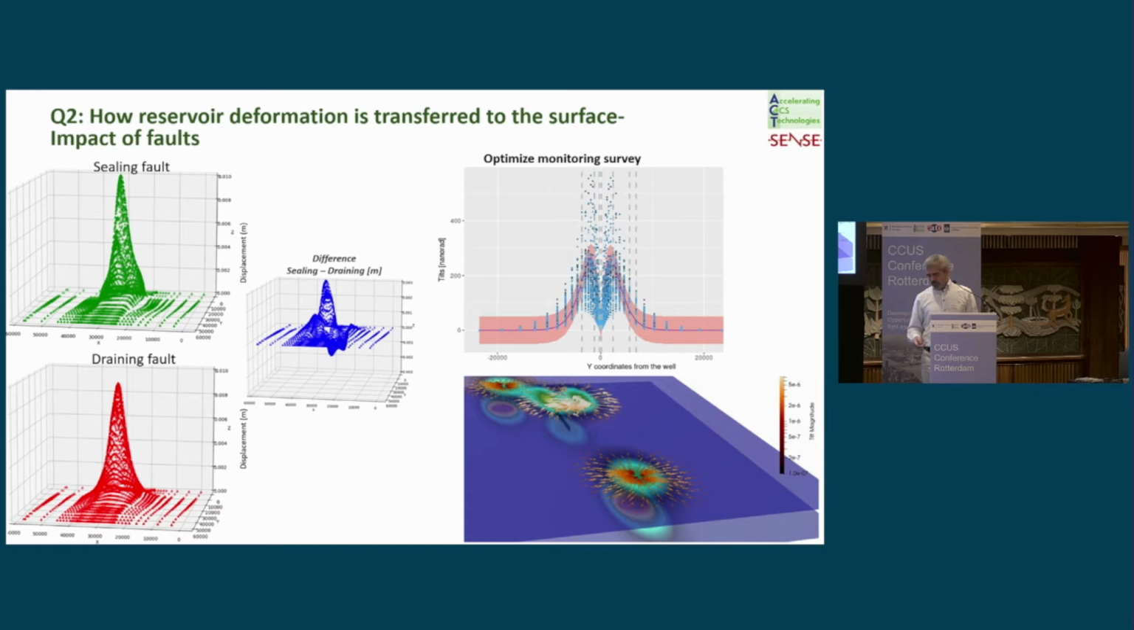In the same line, if you simulate uplift around, for example, this is from In Salah, around a well, then you can determine which points, which lines will show maximum uplift. Then you can suggest where to put your monitoring system. For example, a tilt meter. This is work showing, again, the In Salah tilt array.